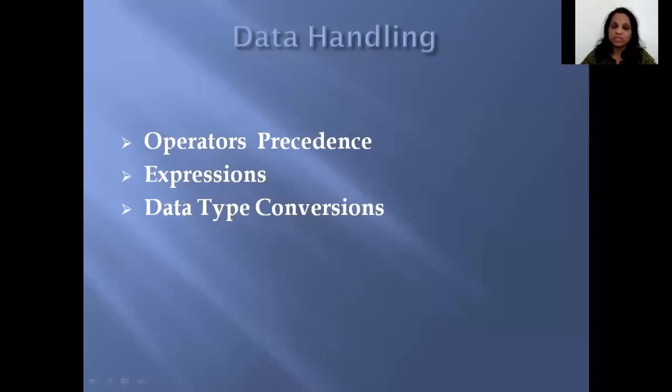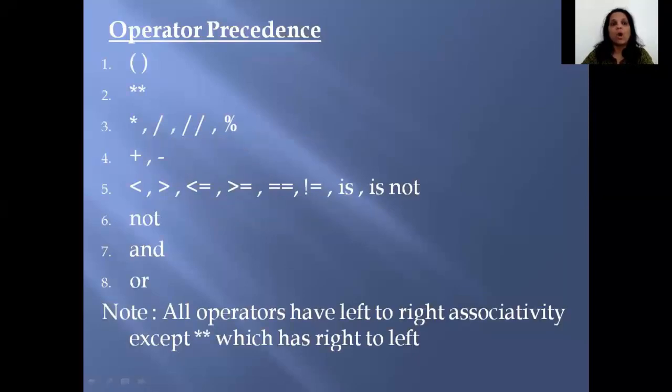In this part of the video, we'll be talking about operators, precedence, expressions, and data type conversions. So let's look at each of them one at a time. Operator precedence, what does this mean? This means priority of operators. You must have learned BODMAS or DMAS when you were doing maths, and it says that you need to do division before you do addition because of the priority.